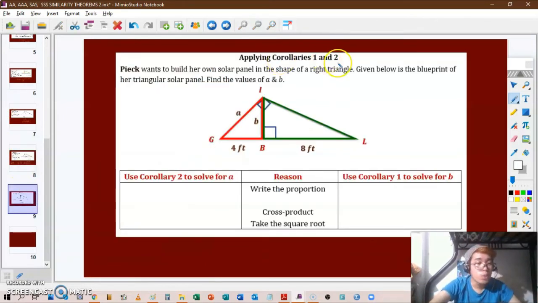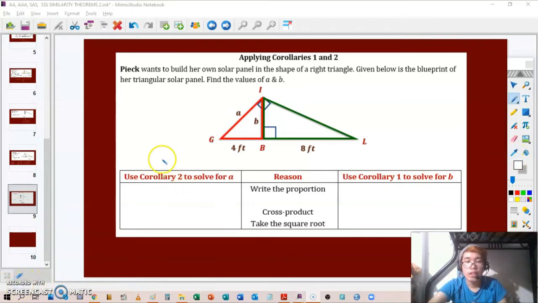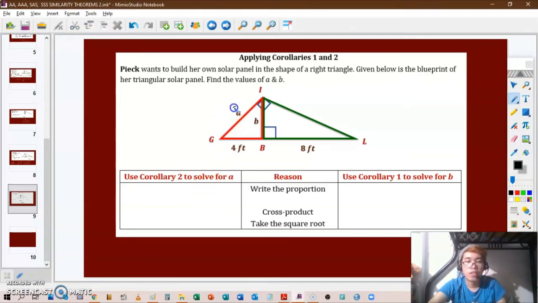Let's try to apply corollaries 1 and 2 on this problem. Peak wants to build her own solar panel in the shape of a right triangle. Given below is the blueprint of her triangular solar panel. Find the values of A and B. First we have to write the proportion. To find the value of A, we need to find this one.